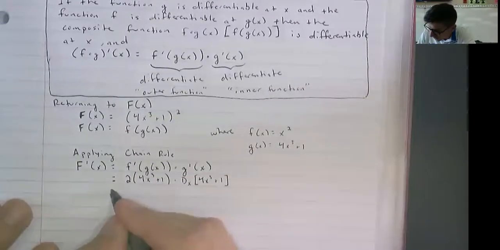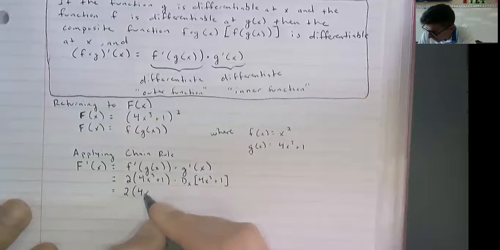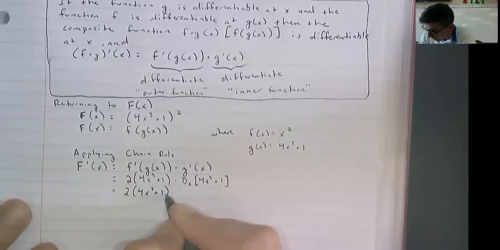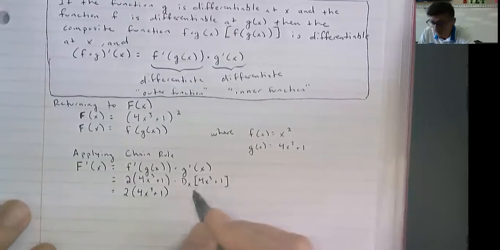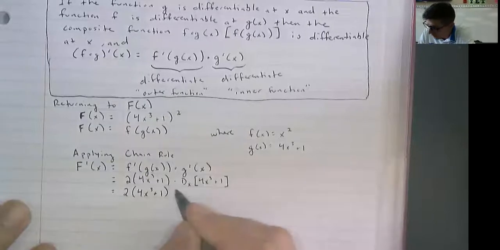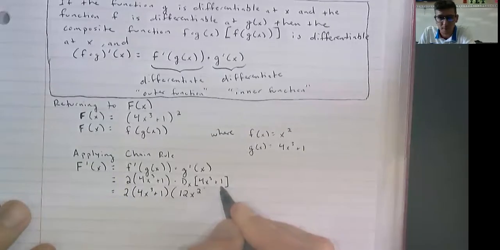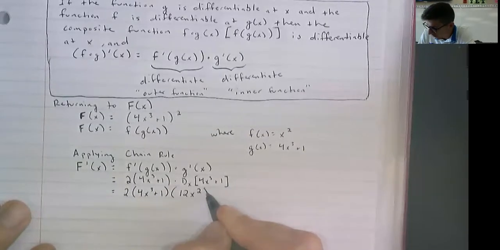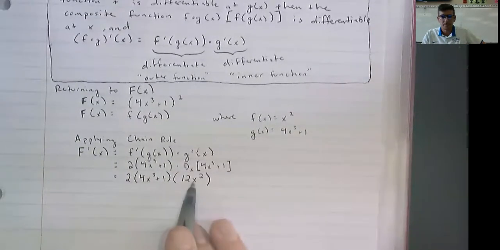So now let's do that differentiation. 2 times 4x cubed plus 1, we'll just leave that alone. The derivative of this inner guy is the power rule again, which is 12x squared. The derivative of 1 is 0. So there's our derivative: derivative of the outer guy times the derivative of the inner guy.